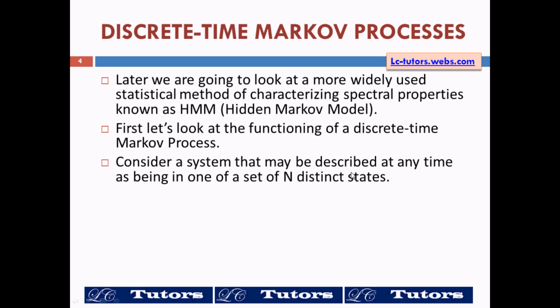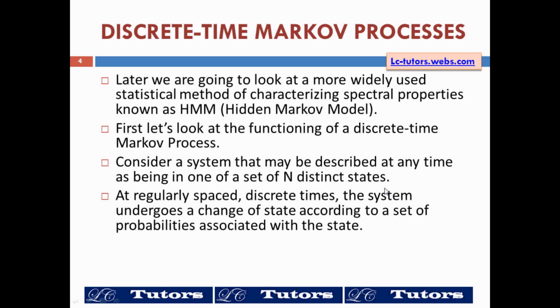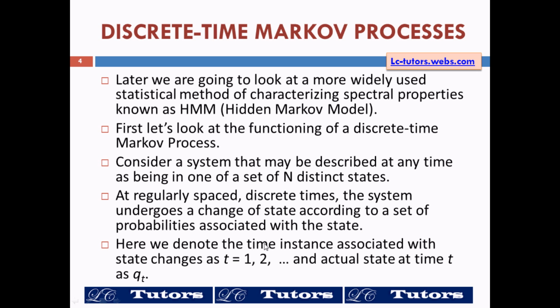Consider a system that may be described at any time as being in one of a set of capital N distinct states. At regularly spaced discrete times, the system undergoes a change of state according to a set of probabilities associated with the state. Here we denote the time instances at which the state changes as t equal to 1, 2, and so on, and the actual state at time t as qt. The qt's are the states. There can be states q1, q2, q3, like that.